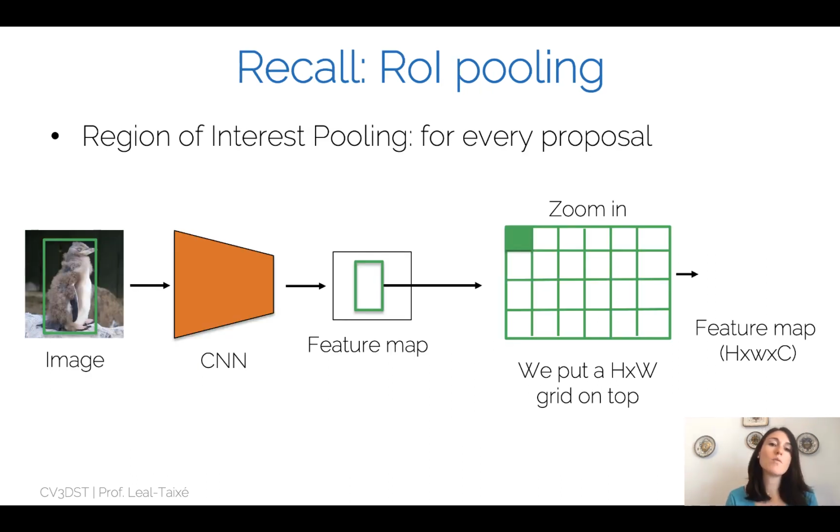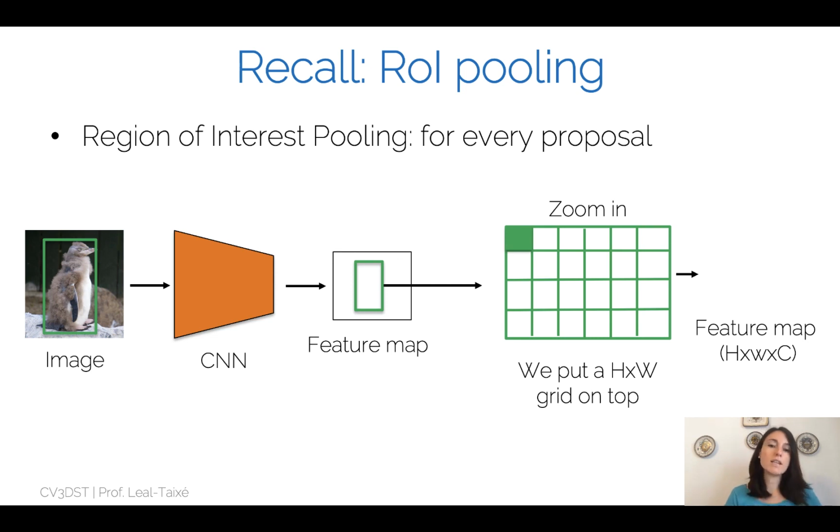So remember how the region of interest pooling operation was working. If you remember, we had this proposal that is on top of my penguin. I perform feature extraction with my CNN, and now from my feature map, I'm only interested in looking at the region of my green proposal. So what I do is I put on top of this proposal an H by W grid, and then I perform pooling for each of these regions in order to obtain a map that is H by W by C.